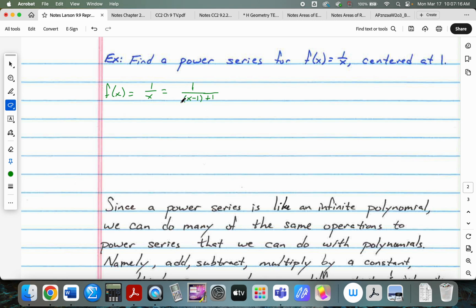All right, we want to be subtracting, so we're going to multiply everybody by negative 1. And then we want it to be a over 1 minus r. So I'm going to divide each term by negative 1. So this is going to be 1 over 1 minus x minus 1 over negative 1.